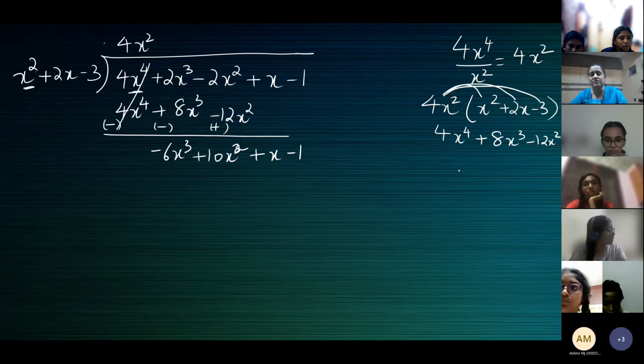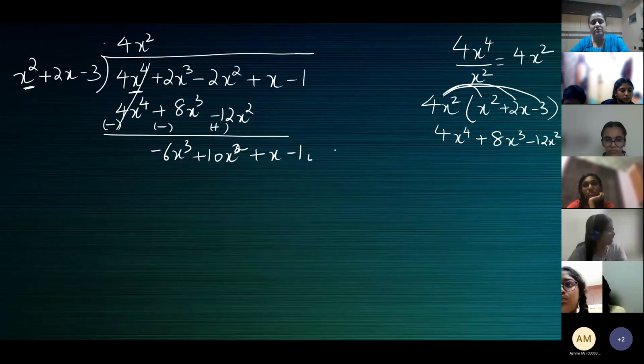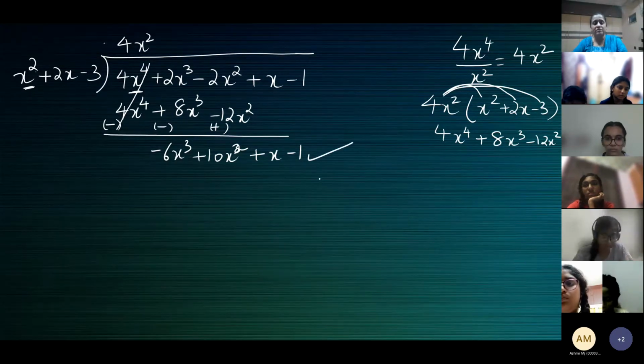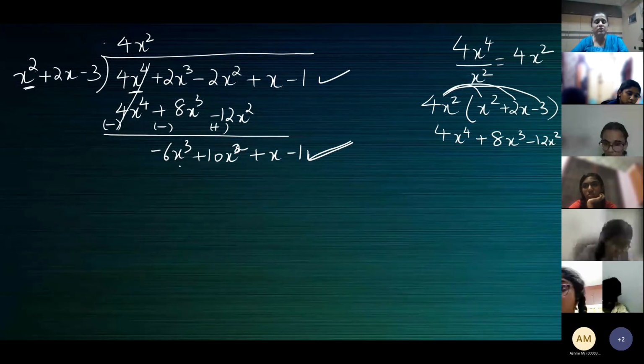We should find the second term in the quotient. So you need to divide. This is the new dividend. This is called the new dividend. All right. So you need to divide the first term.